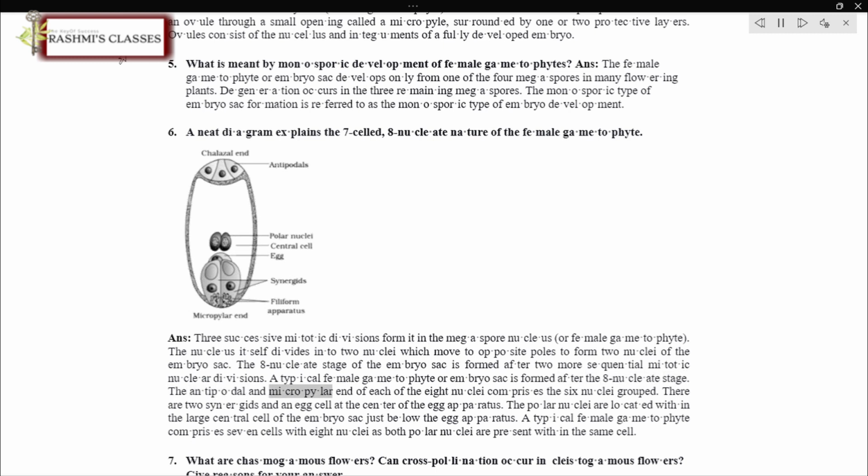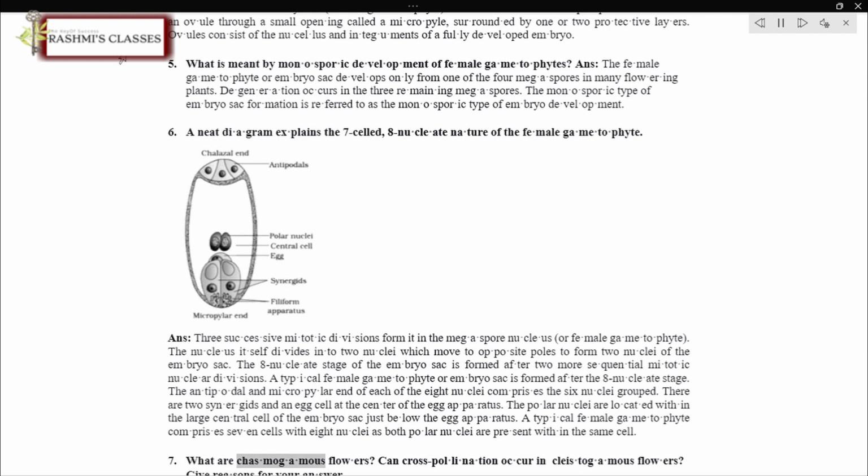The antipodal and micropylar end each comprise 3 of the 8 nuclei, making 6 nuclei grouped. There are two synergids and an egg cell at the center of the egg apparatus. The polar nuclei are located within the large central cell of the embryo sac just below the egg apparatus. A typical female gametophyte comprises 7 cells with 8 nuclei, as both polar nuclei are present within the same cell.